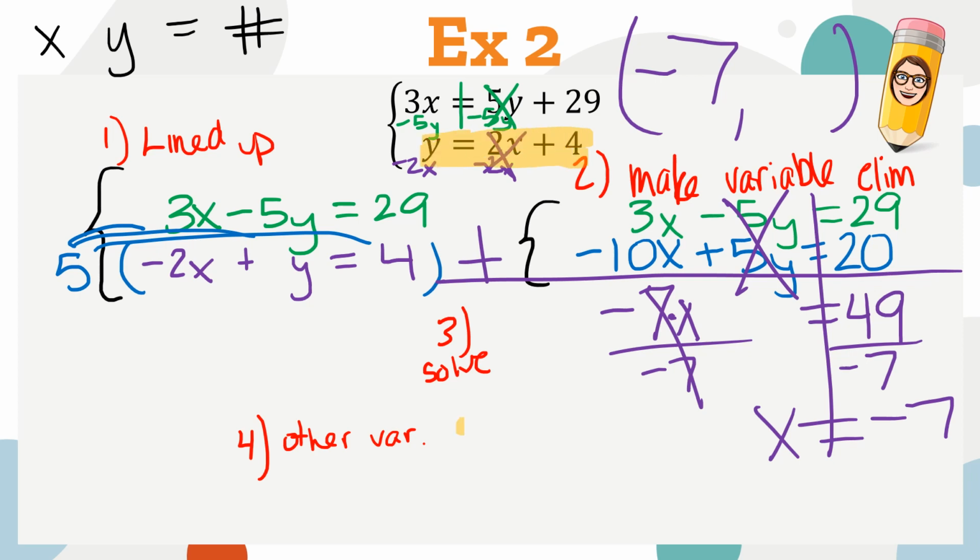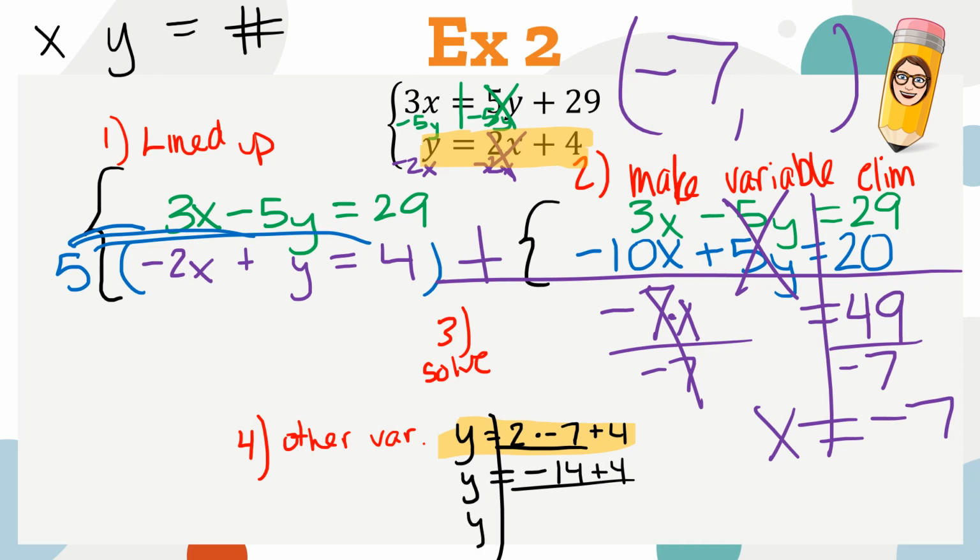So I'm going to rewrite the second equation. Instead of x, though, I can fill it in. X is negative 7. See how I replaced that x? Let's solve. 2 times negative 7 is negative 14. Negative 14 plus 4 is negative 10. We have our one solution.